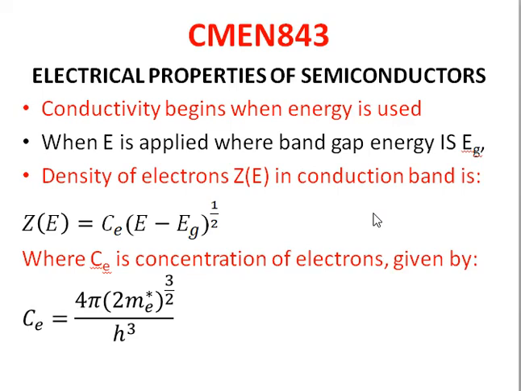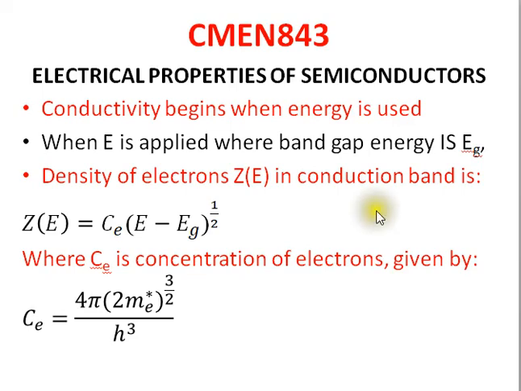Today we are going to continue on, or to start looking at, electrical properties of semiconductors. As we all know, the reason why semiconductors are developed is for them to be used in electronics, where conduction of electricity is needed. Now, we also know that whenever an energy is applied to a semiconductor, the conductivity will start. And this energy can be electric energy, it can be heat energy, sometimes it can be light energy.